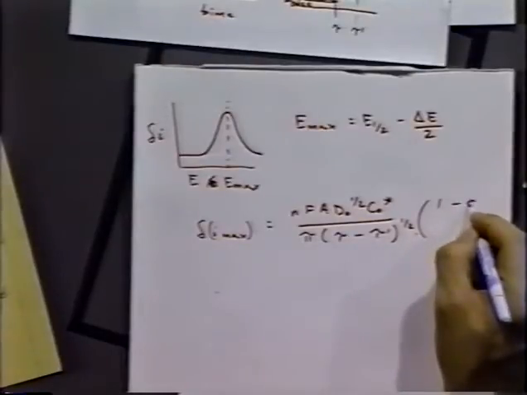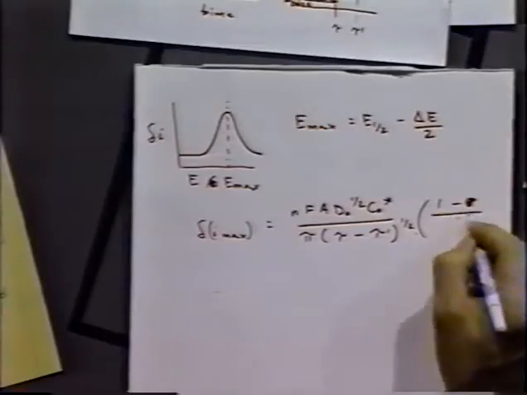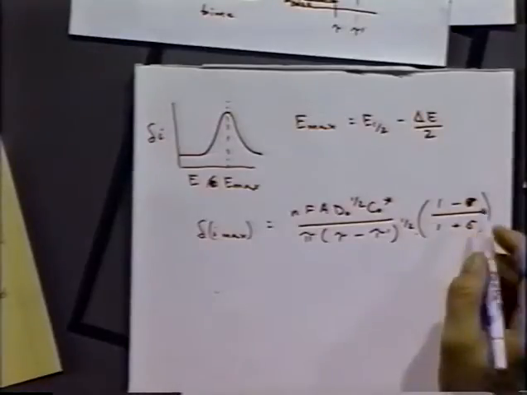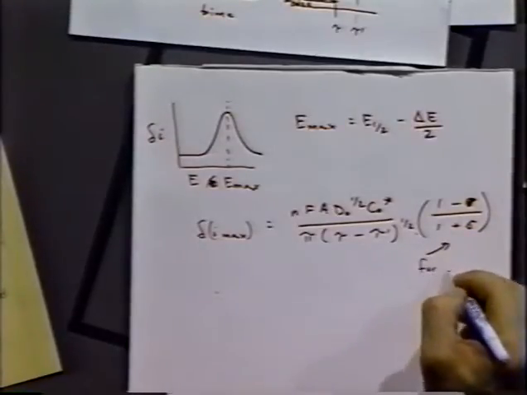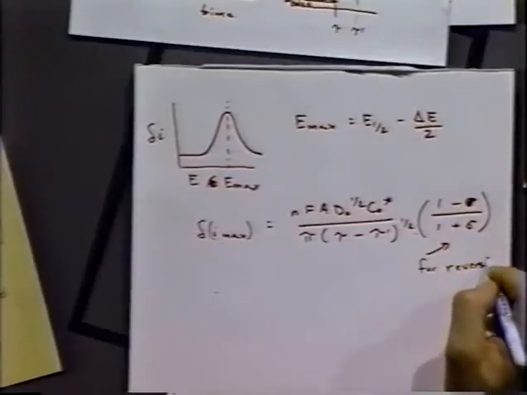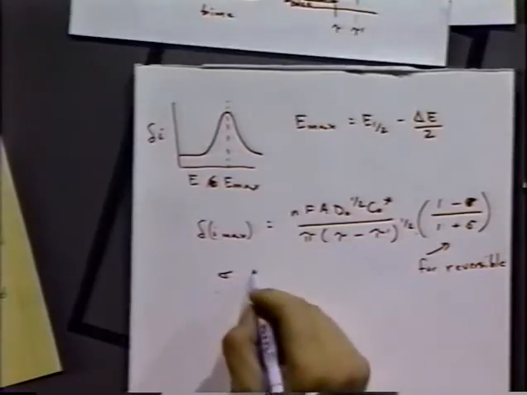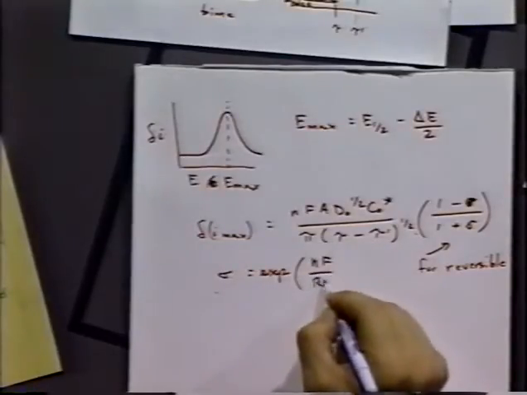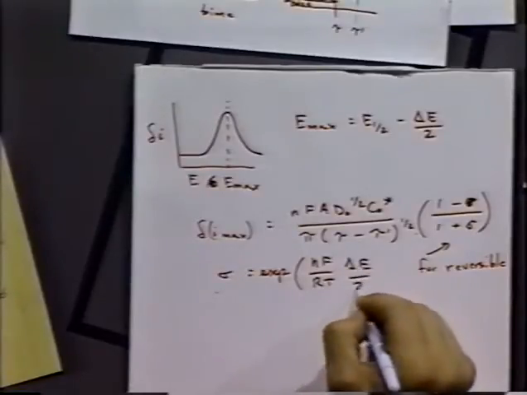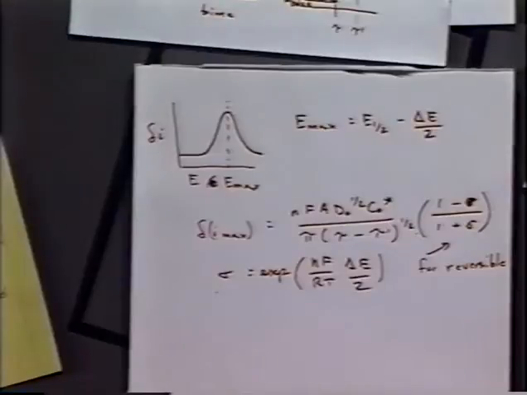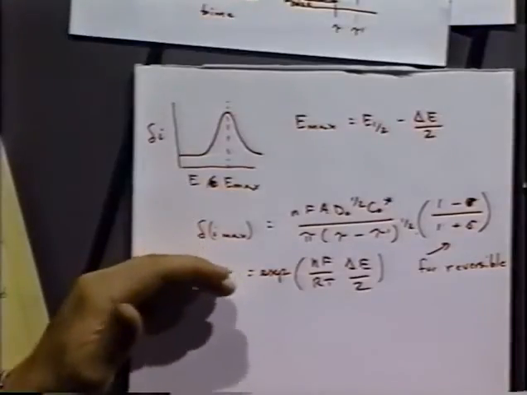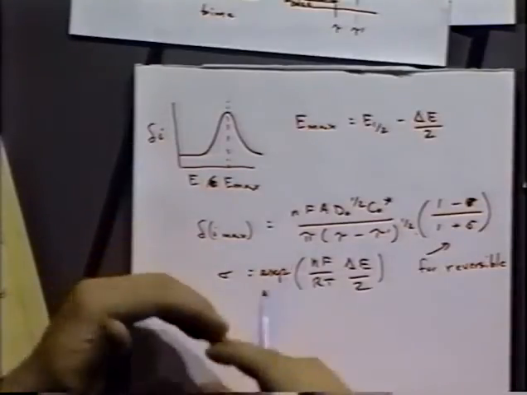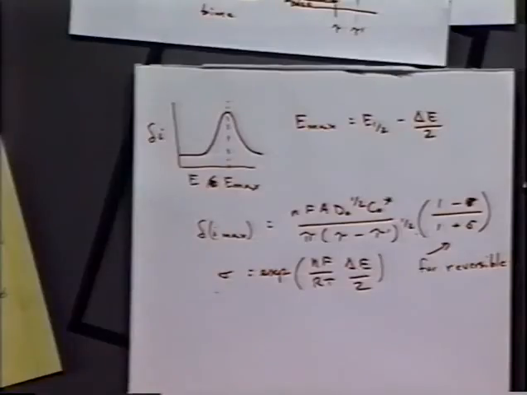Okay, and then we get an expression like this. And this, again, is for a reversible system. This is the appropriate theory. And sigma is equal to an exponential function. That's a little bit complicated theory. Pretty much you don't worry too much about that. You just do a calibration curve, and then you figure out what the delta I max is, and do it from there.